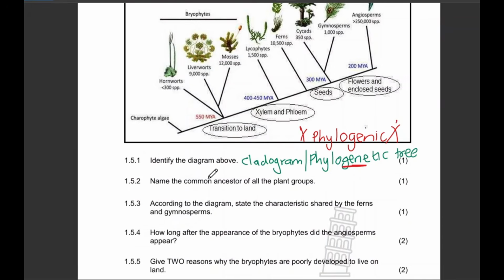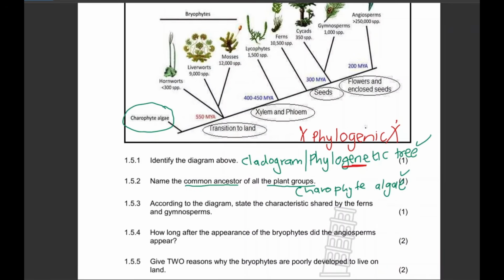Name the common ancestor of all plant groups. Now, this will obviously be the common ancestor, and it's also indicated in this phylogenetic tree. It is the green aquatic algae, but what we're having here is the charophyte algae. Okay, then we move to the next question.